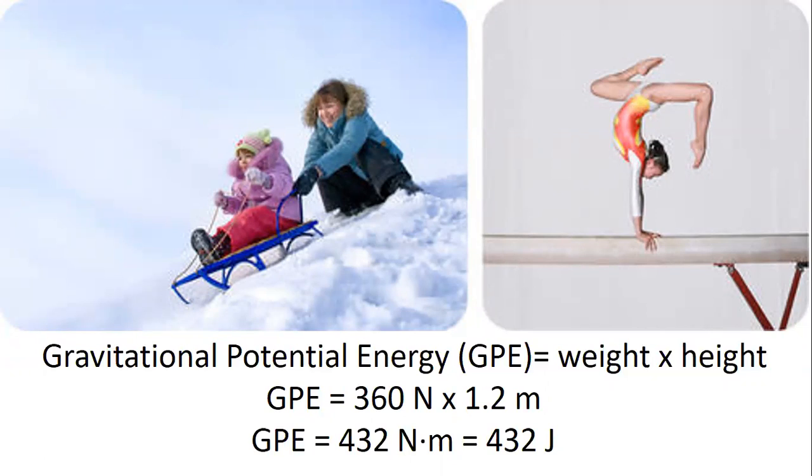You'll notice that the little girl on the sled has much more gravitational potential energy than the slightly older girl, who actually weighs more, does on the balance beam. This is because the little girl is so much higher above the surface of the Earth, 4 meters as opposed to 1.2 meters.